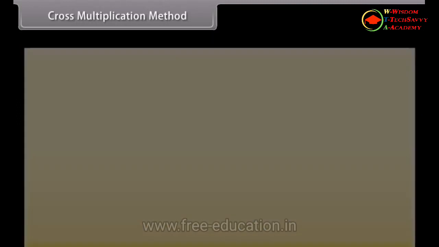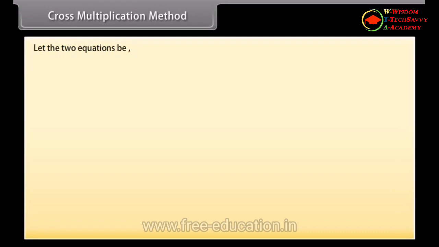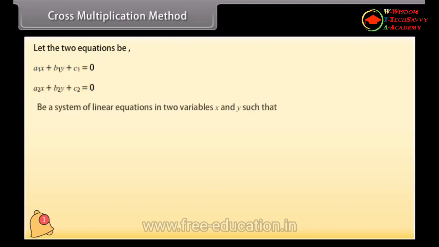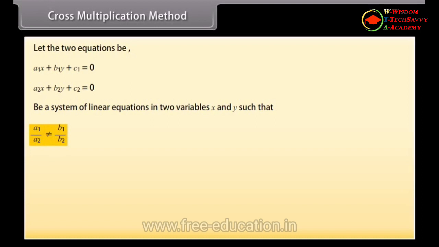Cross multiplication method. Let the two equations be a1x plus b1y plus c1 is equal to 0, a2x plus b2y plus c2 is equal to 0, be a system of linear equations in two variables x and y such that a1 upon a2 is not equal to b1 upon b2. That is, a1 b2 minus a2 b1 is not equal to 0.